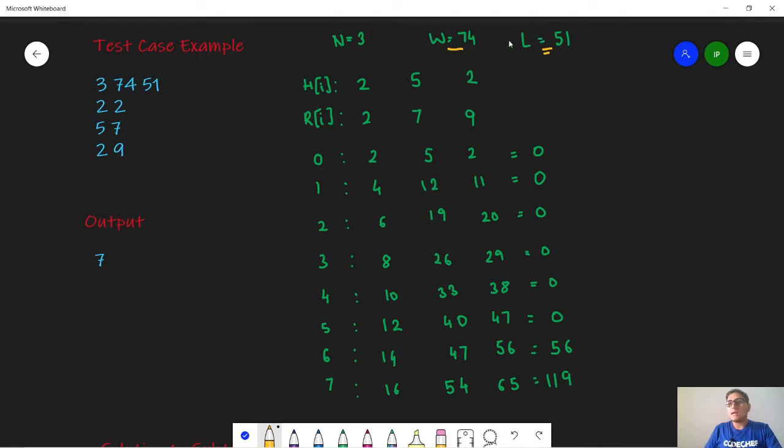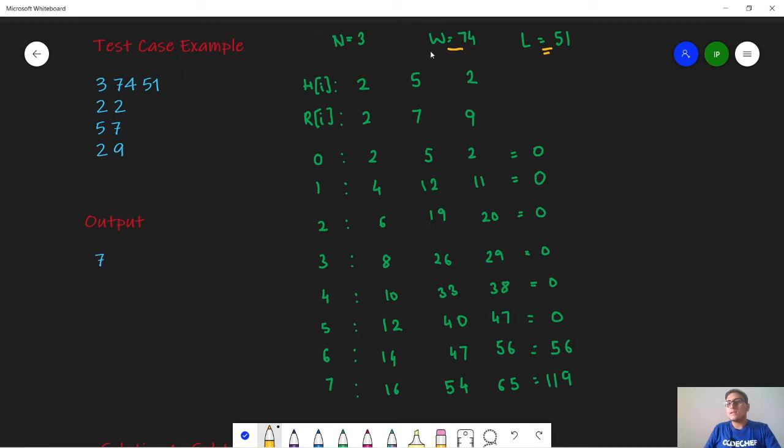Since all the trees are less than L, which is equal to 51, we cannot cut any tree, hence the total amount of wood that we can derive is 0. In the first month, we still have 0. In the second month, we have 0. And till month 5, we cannot cut any tree because even after growing, their height remains less than 51, which is the law. Hence, in month 6, the third tree actually reaches beyond the limit of 51, equal to 56. So this will contribute to the wood that we can obtain. Hence the total wood that we can get is 56.